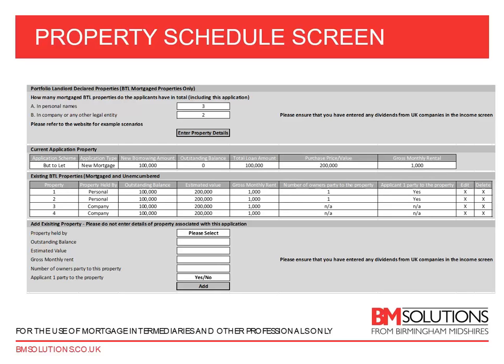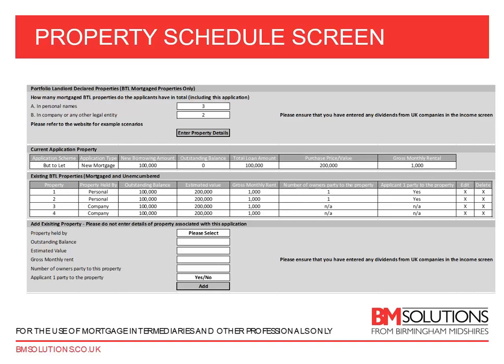The current application property, which is the next box down, all that information is pulled through from the application, because this screen is one of the last screens in the application system. You would have already input that you were applying for a buy-to-let application, whether it's purchase or remortgage, the amount, valuation, and the rent and the estimated rent. The existing buy-to-let properties is the boxes which you would need to complete.